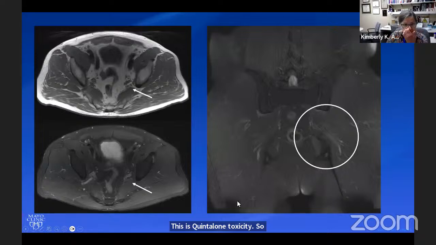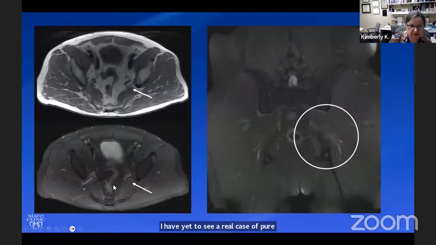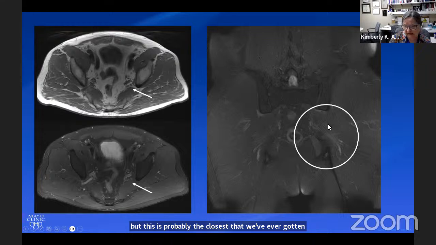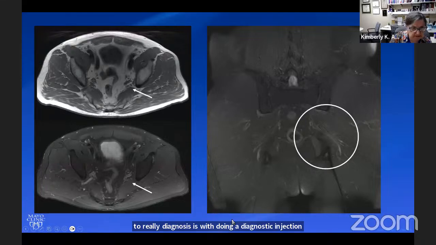So just again, going on here, I think maybe I have a slide there. So lower extremity entrapment neuropathies. I have yet to see a real case of piriformis syndrome that I'm really comfortable calling 100%, but this is probably the closest that we've ever gotten. And you can see here that the sciatic nerve here is enlarged, it's hyperintense, and the sciatic nerve here on the left is brighter and larger than it is on the right side. But the only way to really diagnose this is with a diagnostic injection to see if the patient improves with local anesthetic.